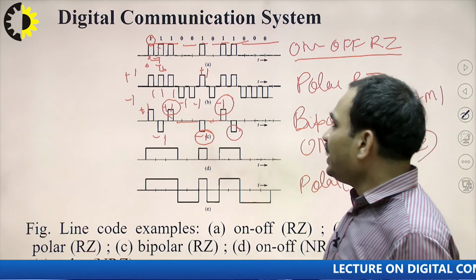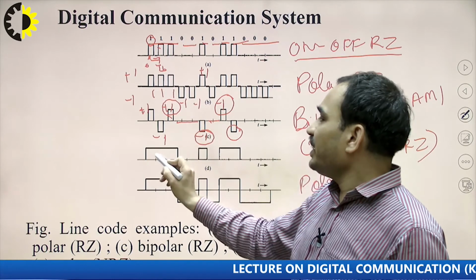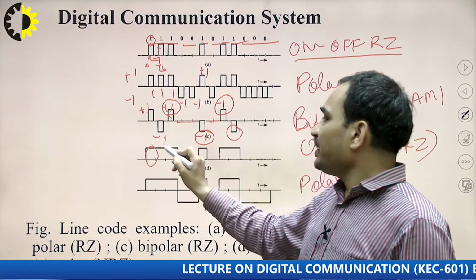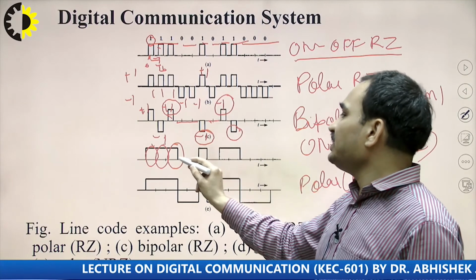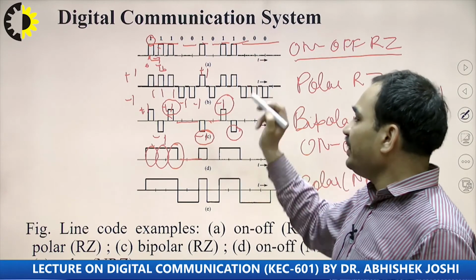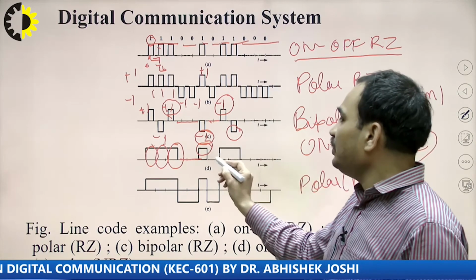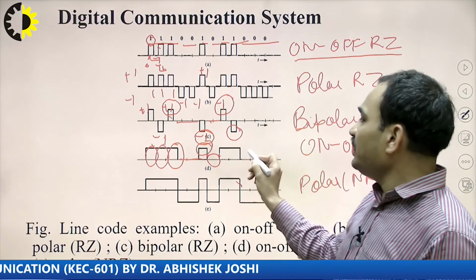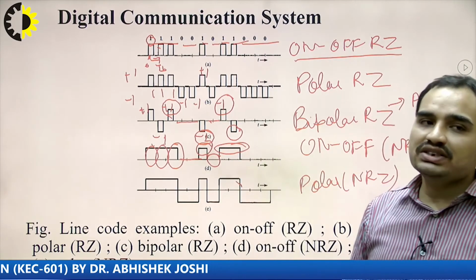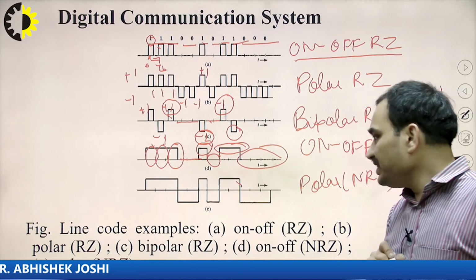For on off NRZ, the whole duration will be covered. So 1, we have a complete 1. Again 1, and again a complete 1. 0 is represented by the 0 line. Again 1, for the complete bit duration 1 is transmitted. Then we have 0, represented by 0. Then we have double 1, the entire bit duration is 1. Remaining bits are 0, so here we have 0.